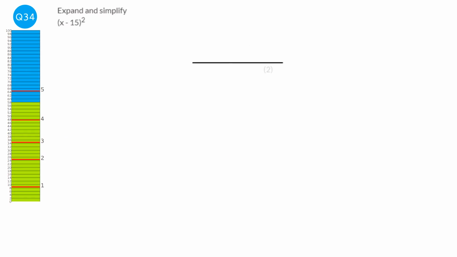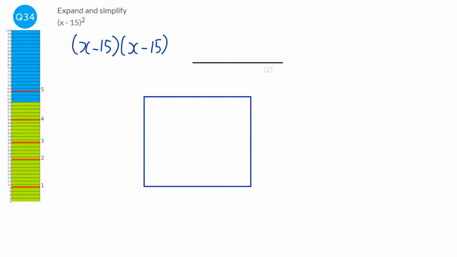The most important first thing that we do is whenever you square something, you times it by itself. So we're going to rewrite this as x minus 15 times x minus 15. And then the way we approach this is exactly the same as we've done with the other ones.